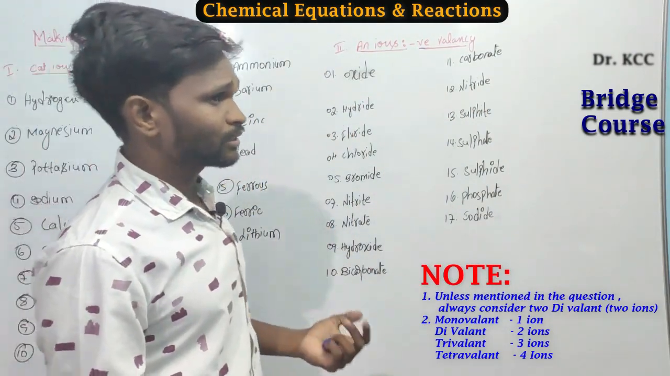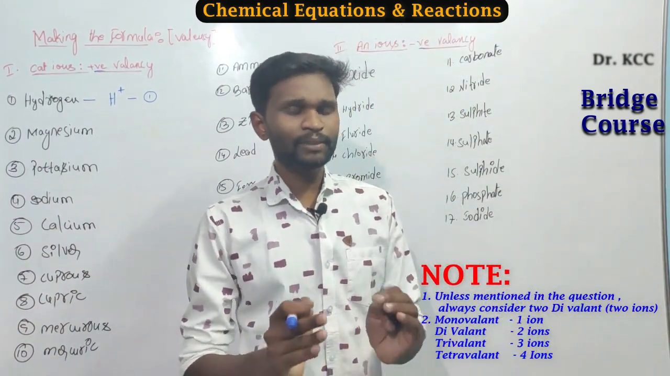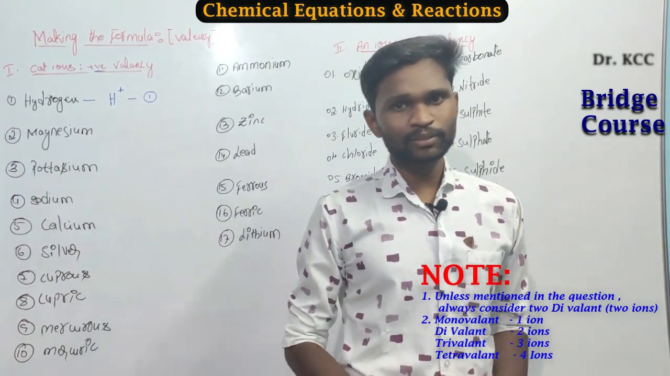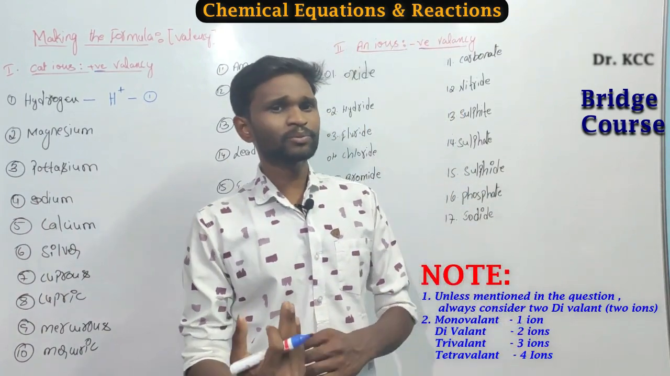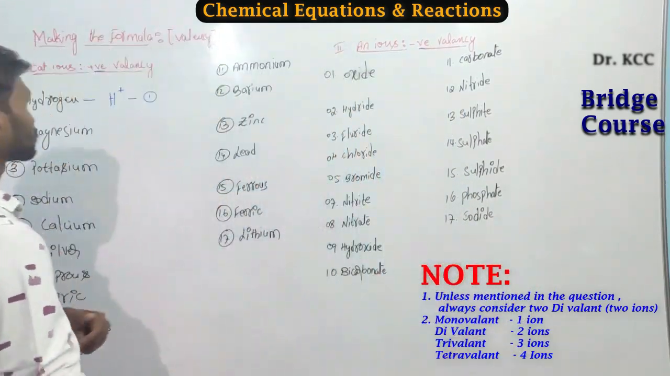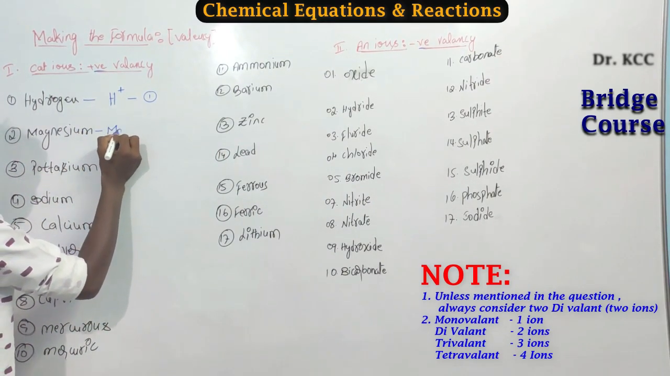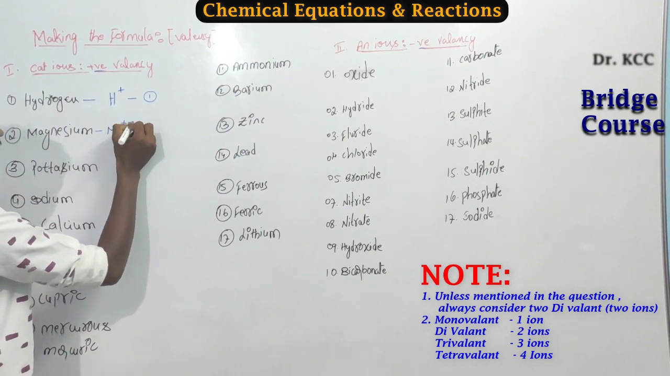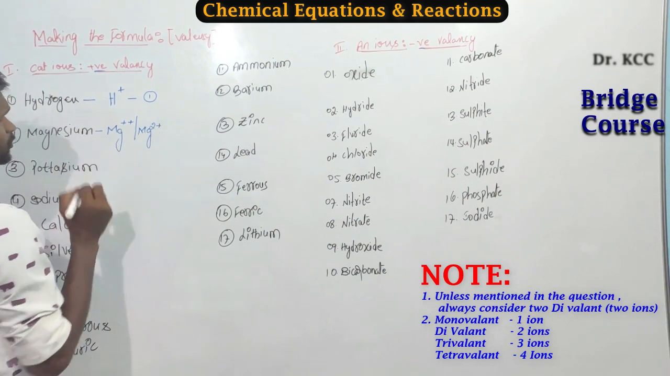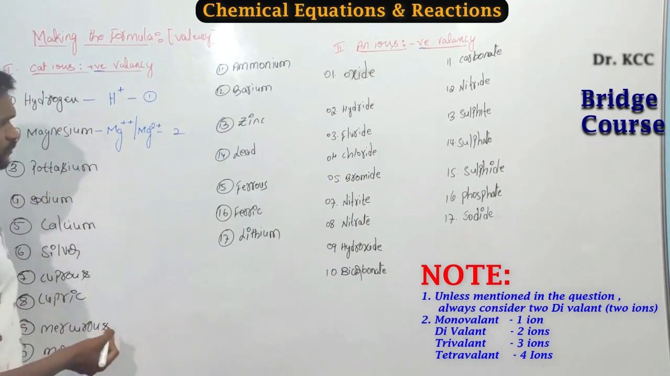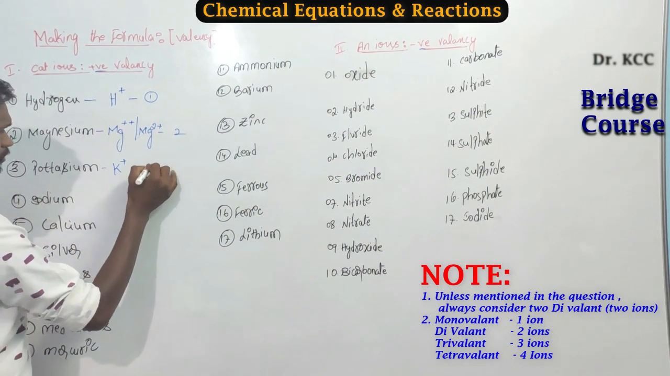One more thing: in your exam they might ask who actually takes part in chemical reactions. Valence electrons take part in chemical reactions. There are so many steps, so let's not worry about it. First learn about your ions, the cations. If you take magnesium, it loses 2 electrons, so we call it Mg++, or you can call it Mg2+. Therefore, what is the valency? 2. Done.